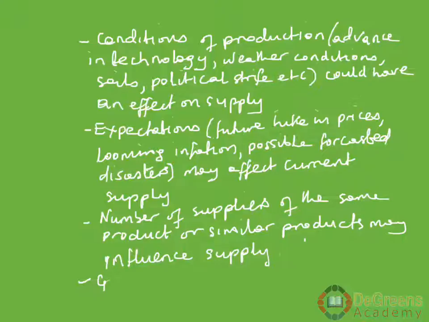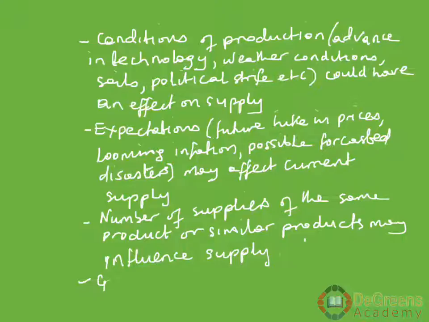So the conditions of production can make supply increase. That's advance in technology, good weather conditions, political strife could reduce supply if there is too much political strife. Good soils can increase supply. And these are aspects that can have an effect on supply. Another thing that can have an effect on supply could be expectations.